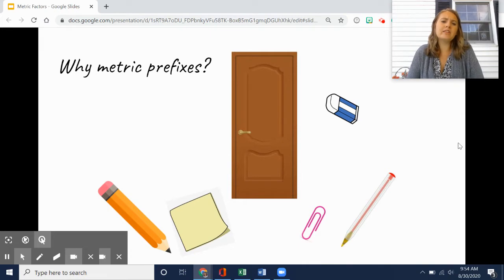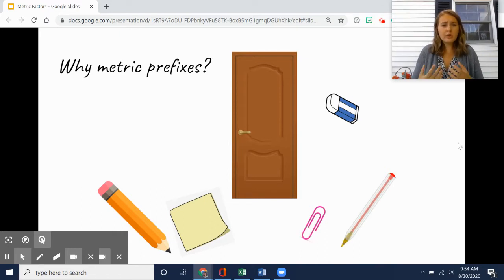If I had the length of the door, it's a pretty big length compared to my measuring tool. That's going to be easier if I use the pencil, a bigger measuring tool, to measure the length of the door. I don't have to use as many pencils as I would paper clips. Can you imagine trying to measure the length of the door in paper clips and someone walking in and you'd have to start all over, right? Likewise, though, the eraser is really small. So using the paper clip would be a better tool to use because the paper clip is small, just like the eraser.